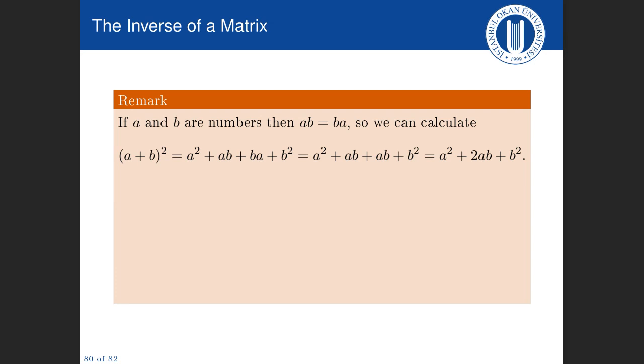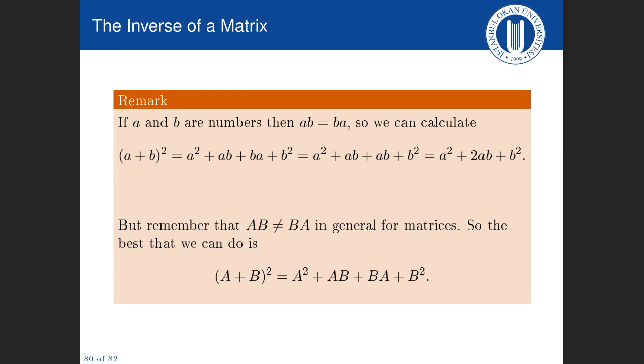If A and B are numbers, then we know that AB is equal to BA. So if we were doing (A plus B) all squared, we could use that property to change BA to AB, and we would end up with A squared plus 2AB plus B squared. But we can't do that for matrices, because in general AB is not the same as BA. So if we do this for matrices, the best we get is A squared plus AB plus BA plus B squared.